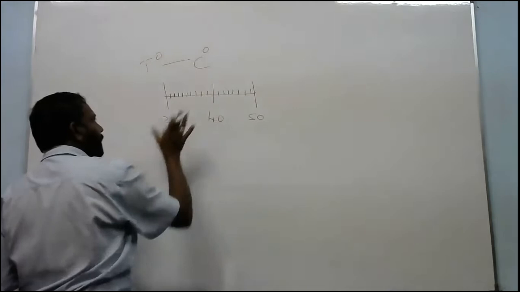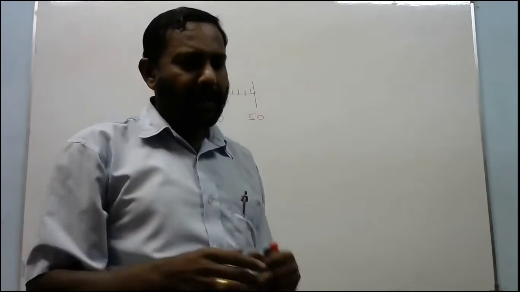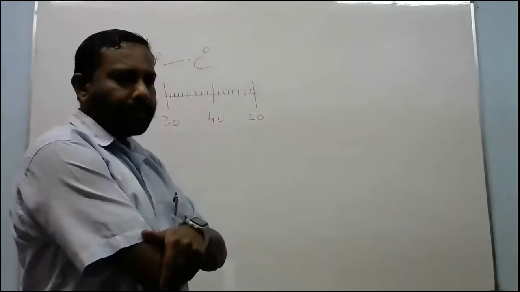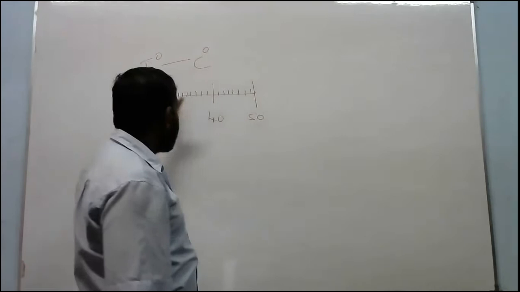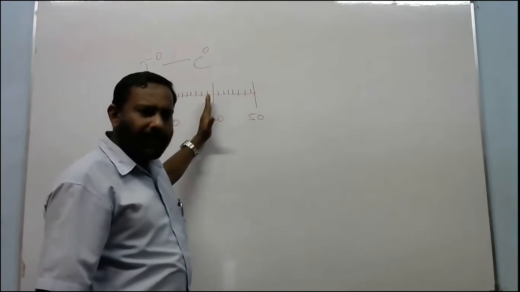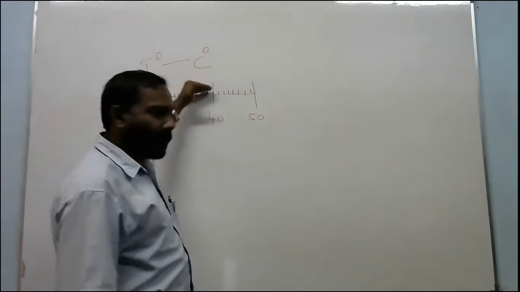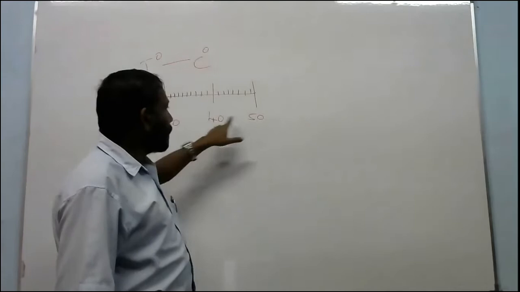Are these intervals arbitrary, like the marks? In the marks, the intervals are arbitrary. How about here? Is this interval fixed, or is it an arbitrary interval? Fixed interval. Yeah, these intervals are fixed. So the increase in temperature from 30 to 40 is the same as the increase of temperature from 40 to 50.